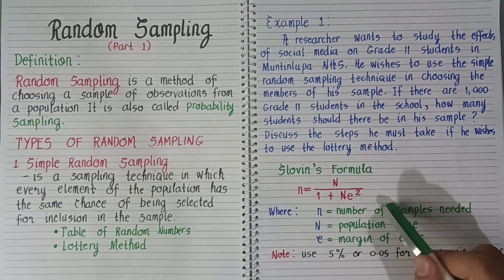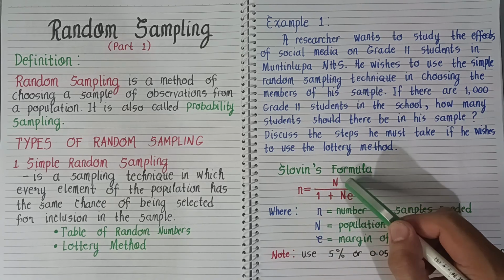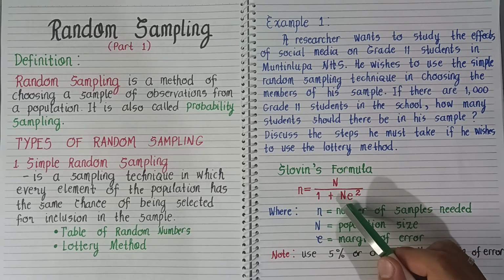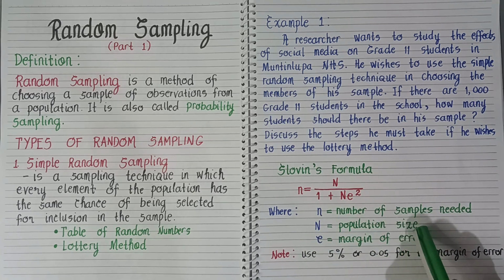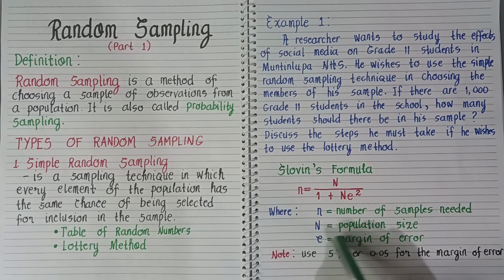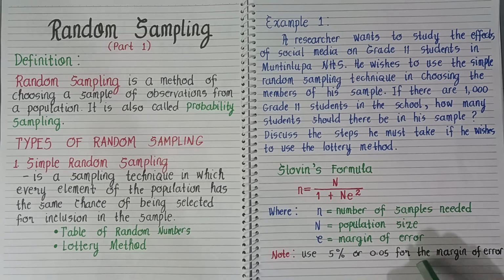So, the formula is given by small n is equal to capital N all over 1 plus capital N times E square. Okay, where small n is the number of samples needed or sample size, and then capital N is the population size, and then E is the margin of error. So note, use 5% or 0.05 as we convert 5% into decimal for the margin of error. Okay? Kadalasan kasi guys, sa statistics, sa research na kinoconduct, 5% yung ginagamit na margin of error. But then, this is adjustable. Okay? So, pwedeng 2%, 3%. So, depende sa research na gagawin natin.